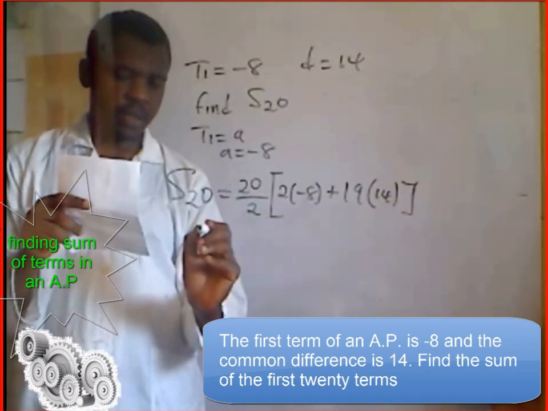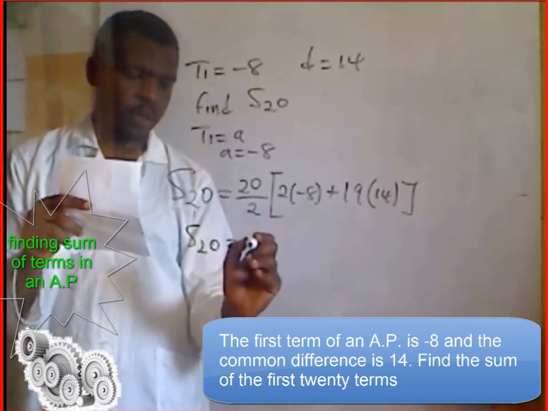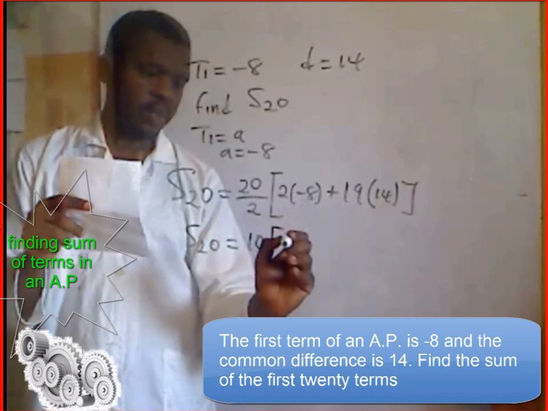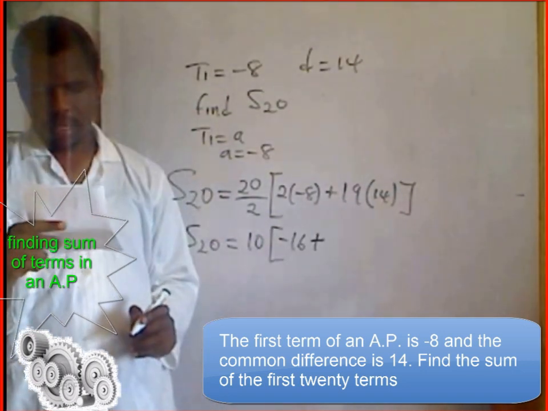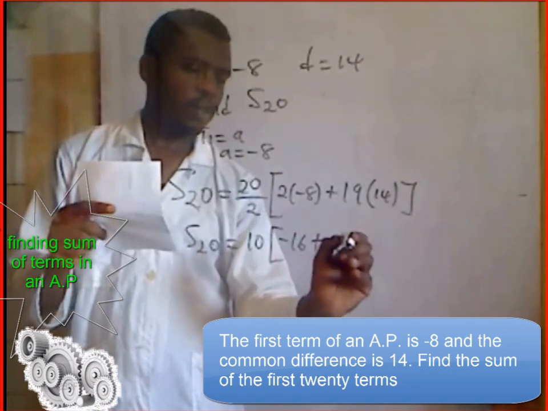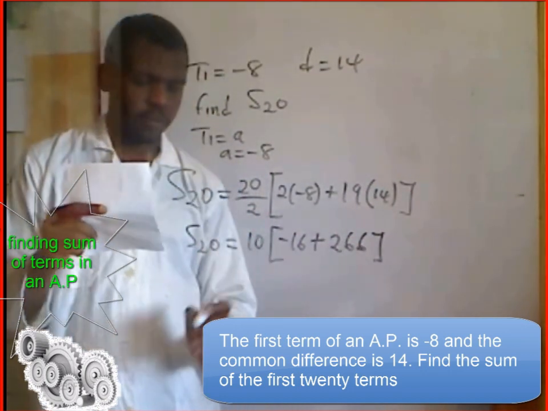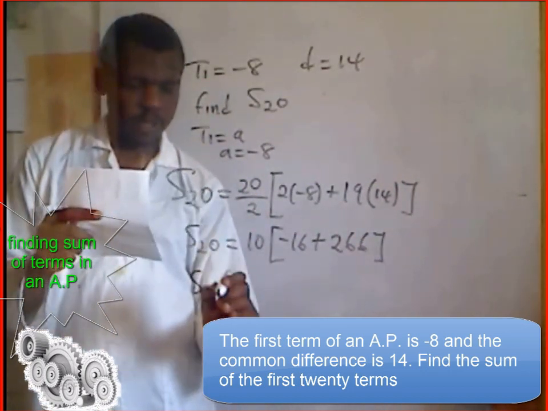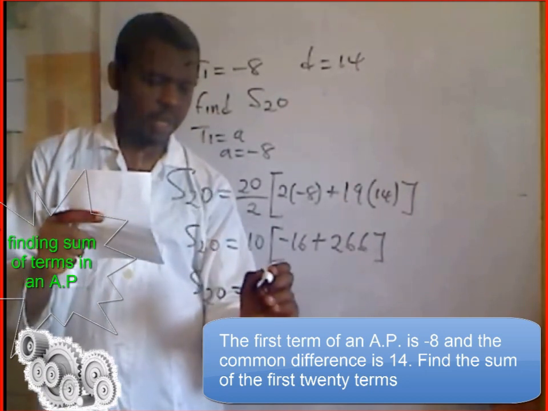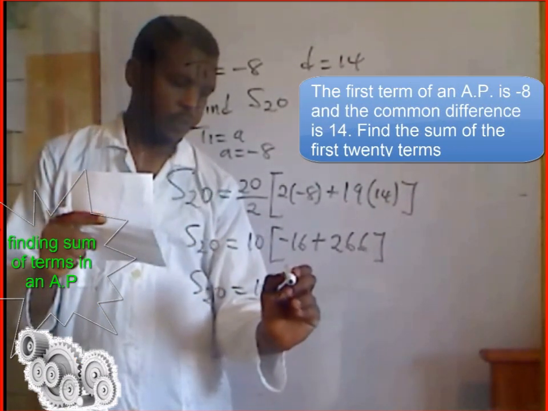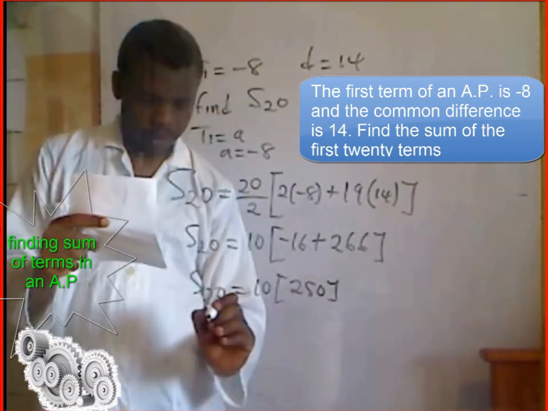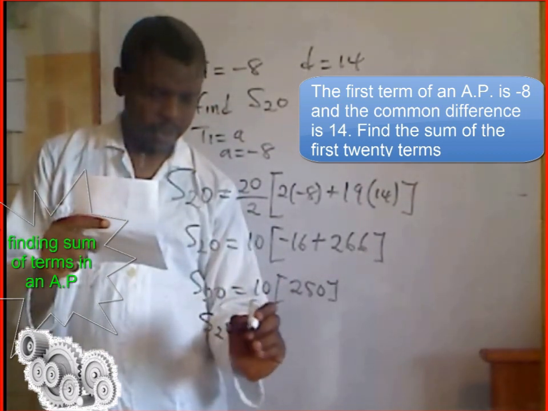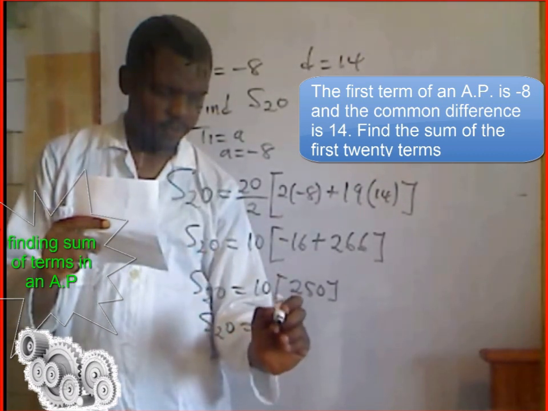This will give us 10 factor of minus 16 plus 266. The sum of the first 20 terms will be equal to 10 factor of 250. So the sum of the first 20 terms will be 2,500.